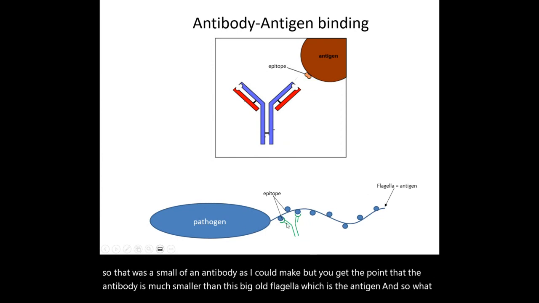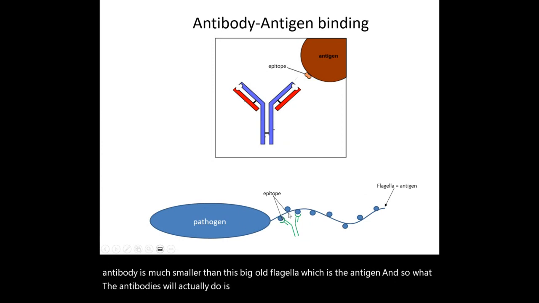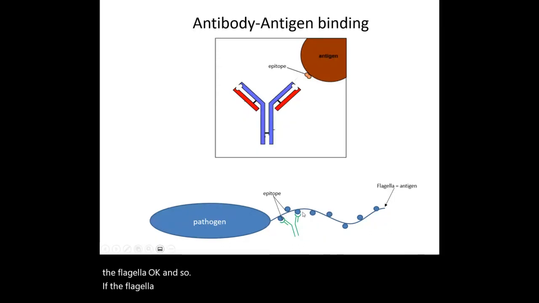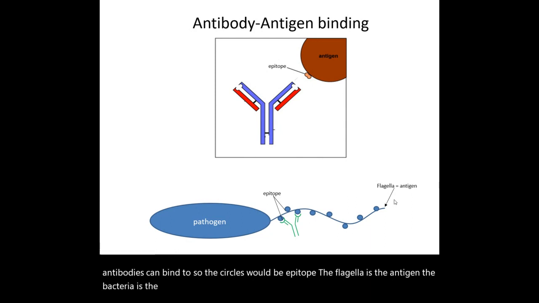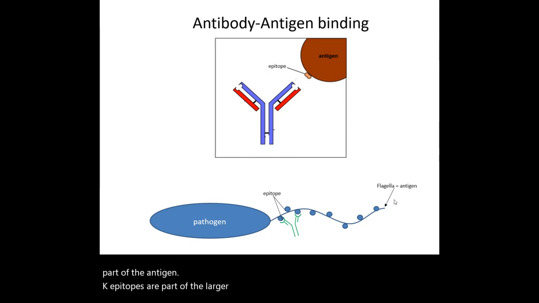And so what the antibodies will actually do is bind to specific molecules that make up the flagella, okay? And so if the flagella has these little circles on it, then that might be specifically what the antibodies can bind to. So the circles would be the epitope, the flagella is the antigen, the bacteria is the pathogen, okay? So another way of saying this is that epitopes are part of the antigen. Epitopes are part of the larger antigen, and that's what our antibodies are going to bind to.